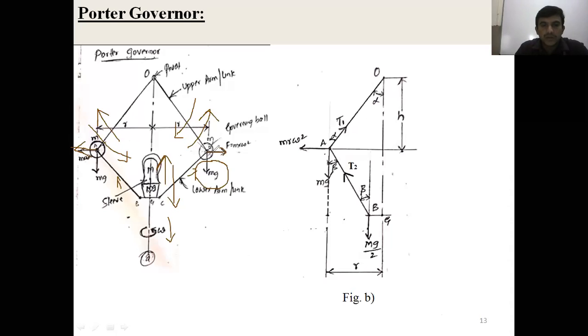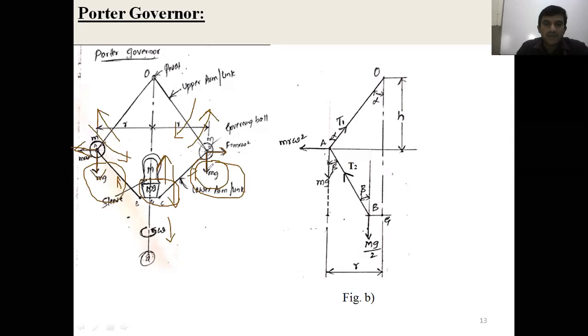Now, when the speed increases in the governor shaft, the governor ball moves radially outward. That closes the throttle valve. Once the throttle valve closes, the amount of fuel supply is less. Then, due to the weight of the governor ball and the weight of the sleeve, the sleeve moves downward, or the governor ball moves downward due to weight of the governor ball and weight of the sleeve.